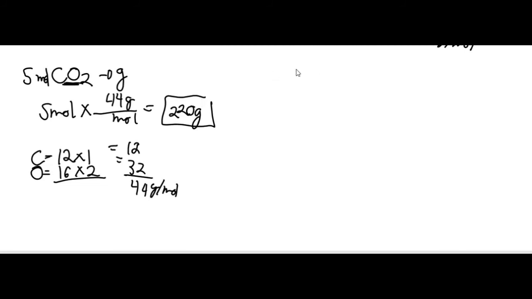So let's have this formula. We have 3 moles of methamphetamine, C10H15N.